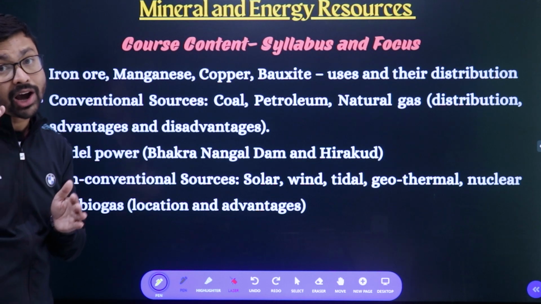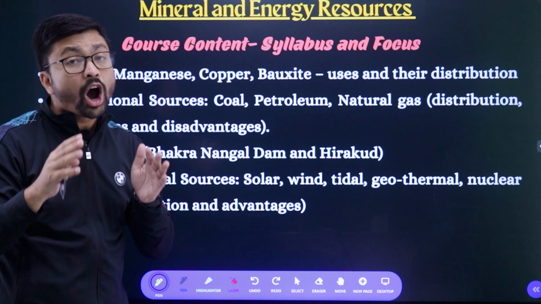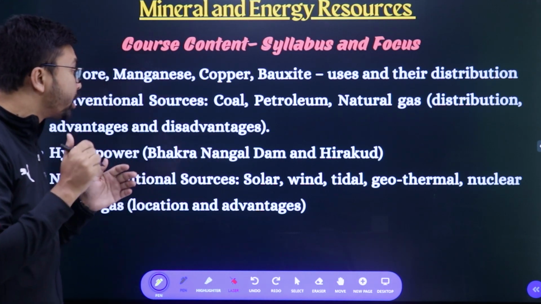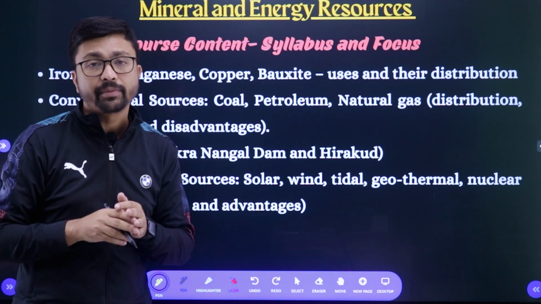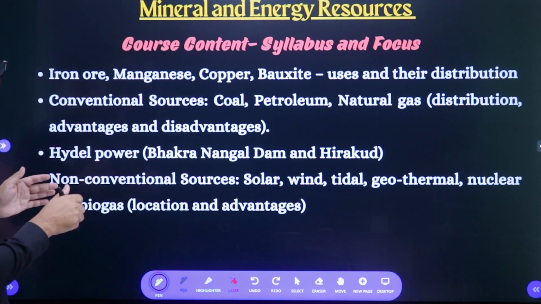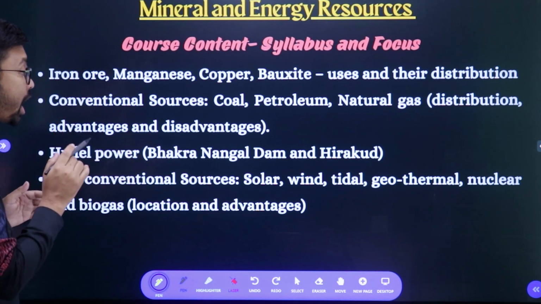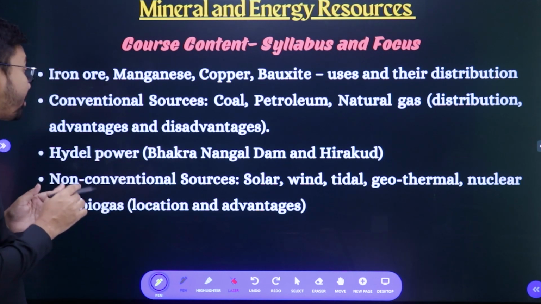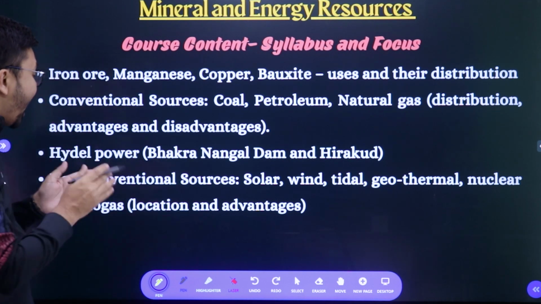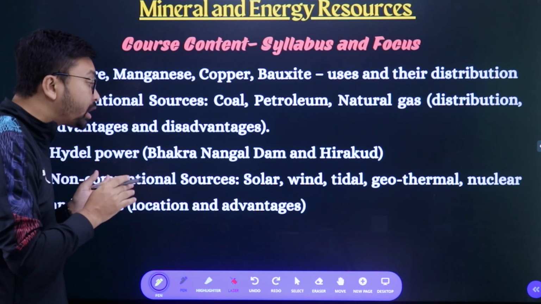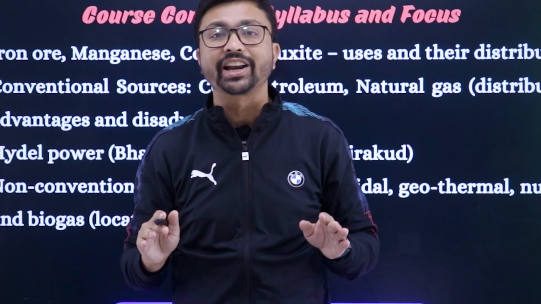Next, hydel power. There are many hydel power plants, but according to your syllabus, you need to study two: the Bhakra Nangal multipurpose river project and the Hirakud river project. The last portion is non-conventional sources: solar, wind, tidal, geothermal, nuclear and biogas. You need to study only the location and the advantages. Remember, disadvantages you don't need to study at all.